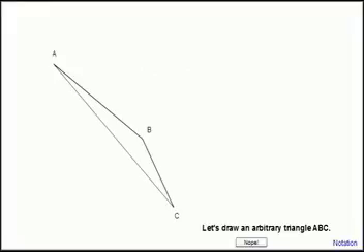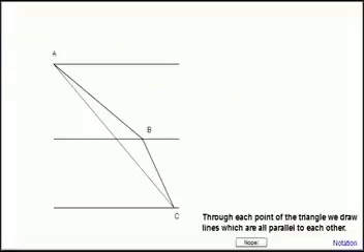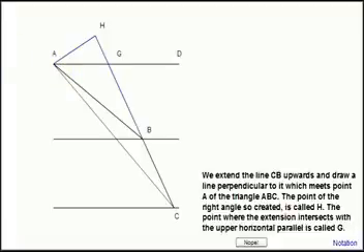In the first step, we are going to draw a triangle, and it has some points A, B, C. In the next step, we are going to draw some parallels through these points, like these. And in another step, we just extend the line CB up to the point where the normal meets exactly in the point A, like this.